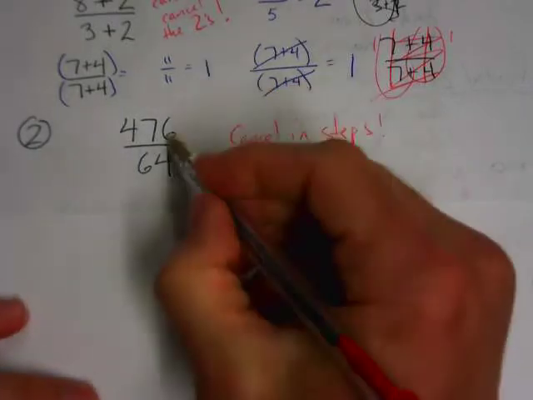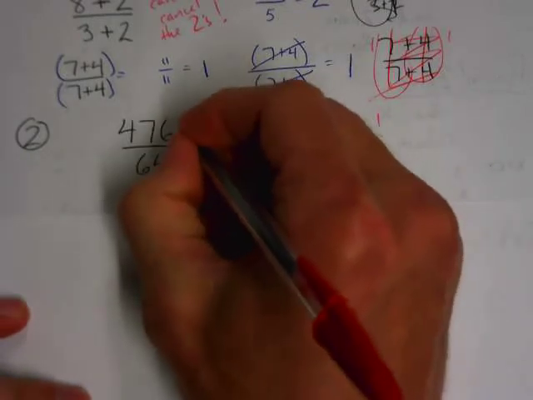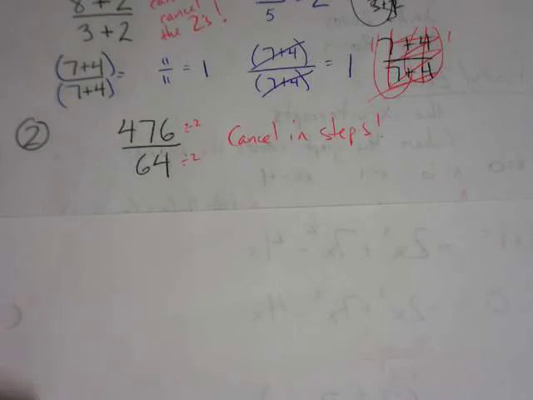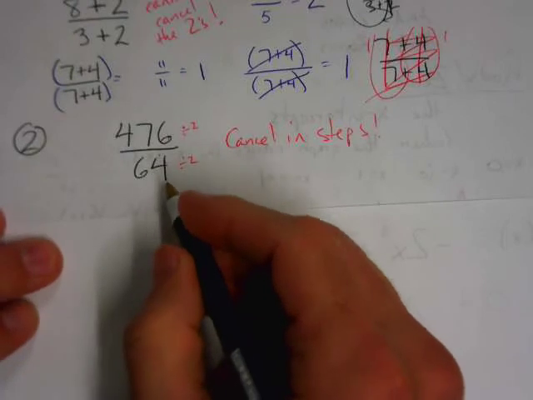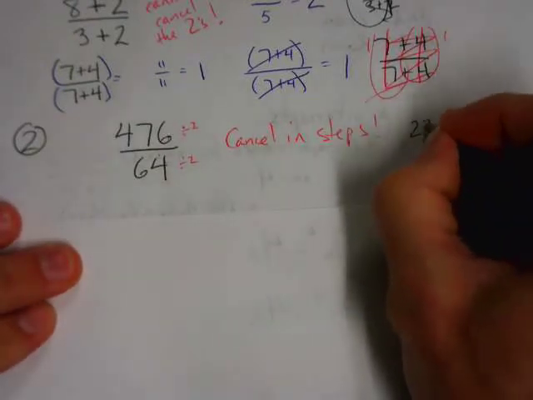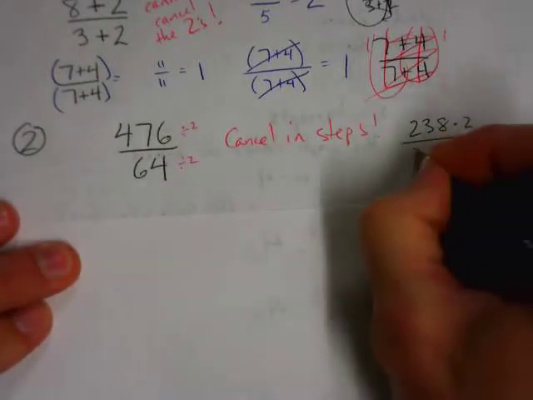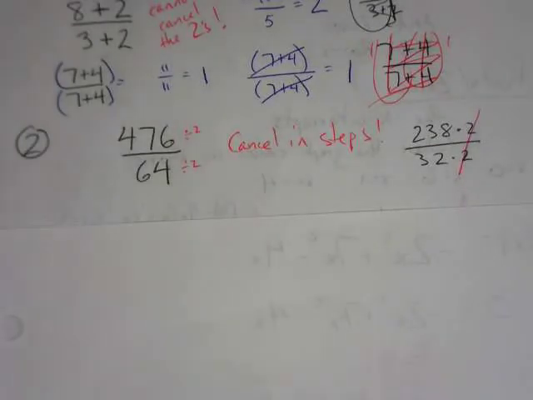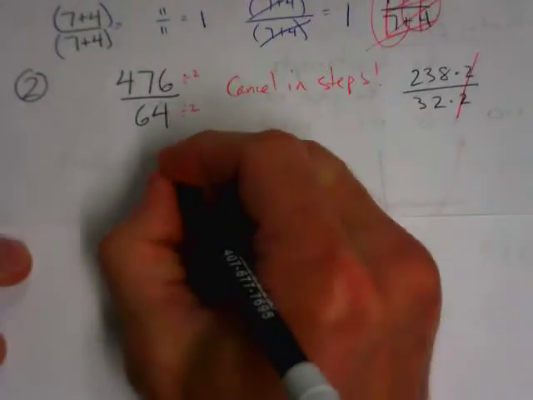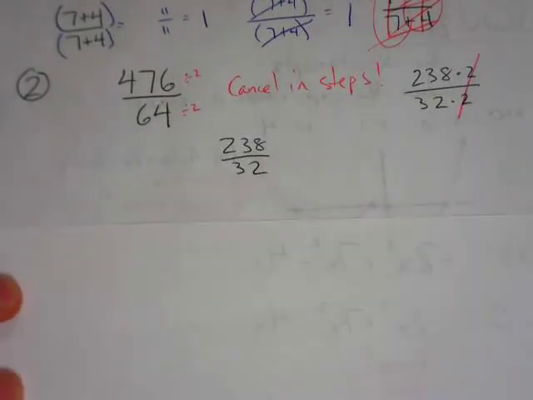Both these numbers end in even numbers, so both are divisible by 2. So we could divide the numerator and denominator by 2. Okay, but I told you let's try to look at it a different way. 476 happens to be 238 times 2, and 64 happens to be 32 times 2. Okay, so that's just what happens to be. And then we can cancel the 2s. That would leave us with 238 over 32. And then we look and think, well, have we canceled it completely?